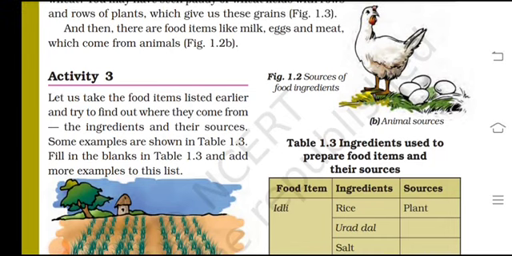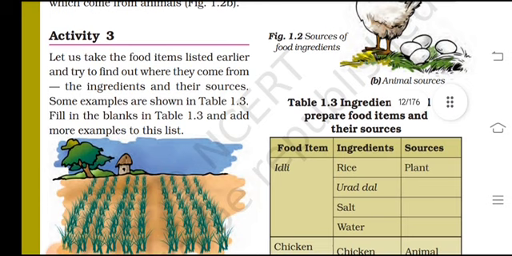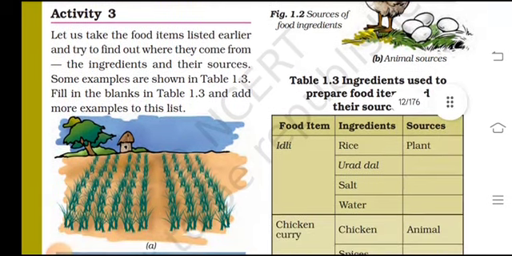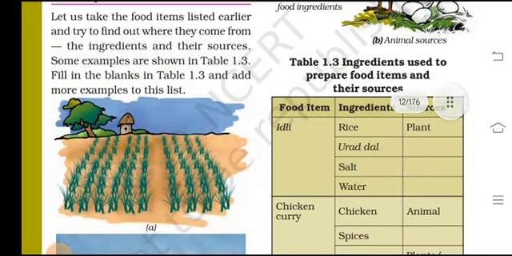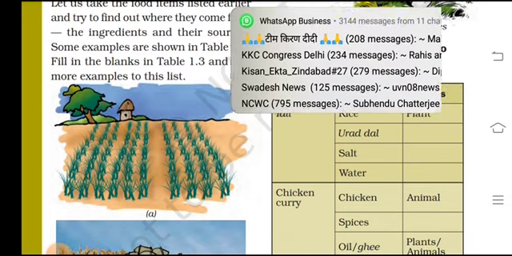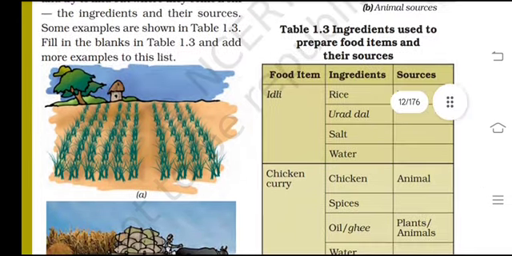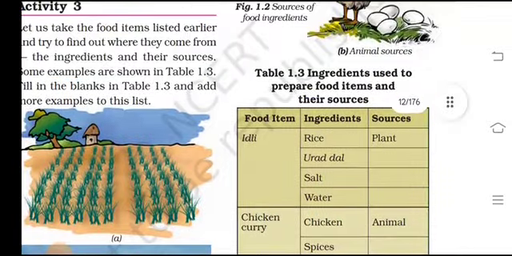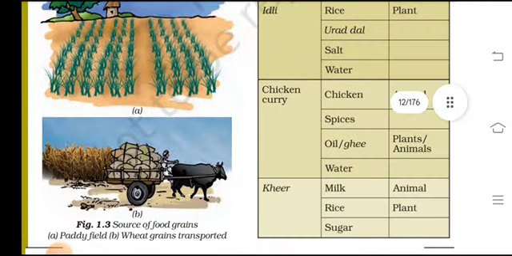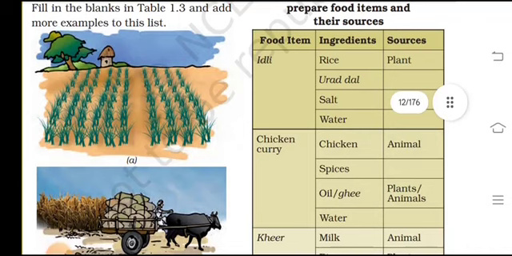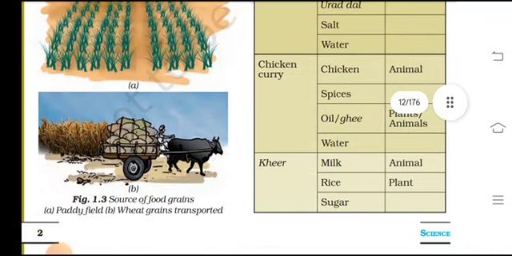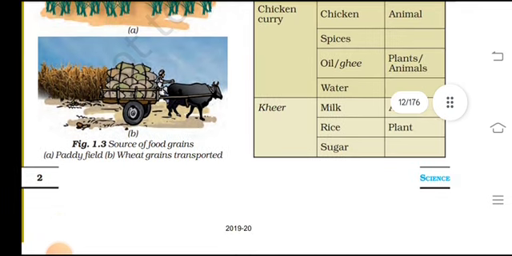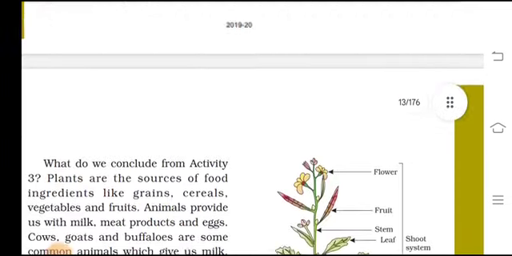Activity 3. Let us take the food items we listed earlier and try to find out where they come from, their ingredients and their sources. Some examples are shown in Table 1.3. Fill in the blanks. Idli: rice and urad dal, salt, water. Chicken curry: chicken, spices, oil, ghee and water. Kheer: milk, rice, sugar.